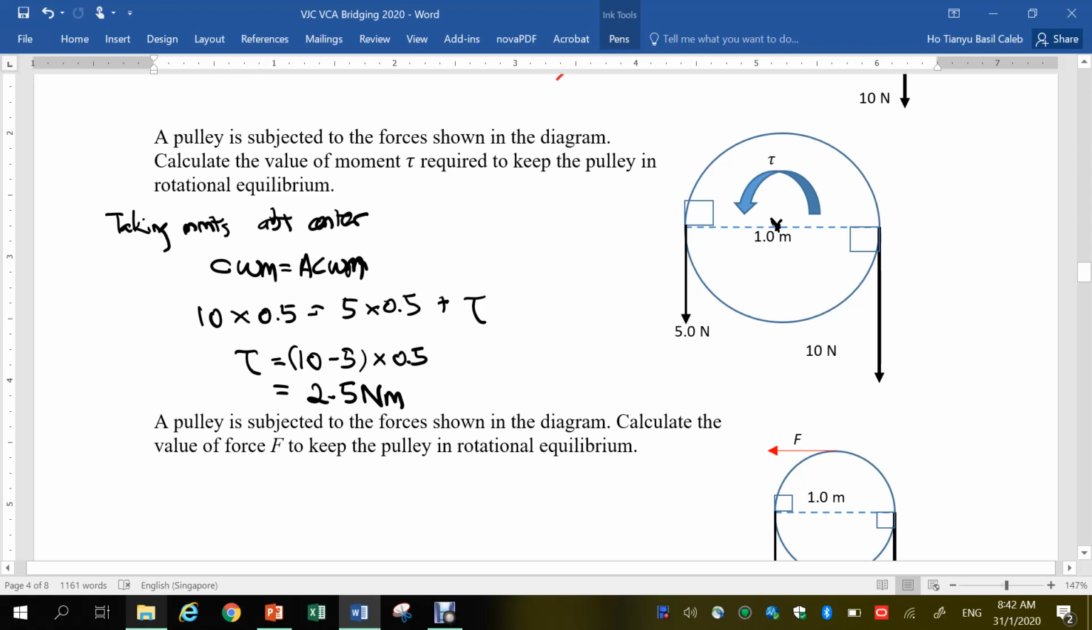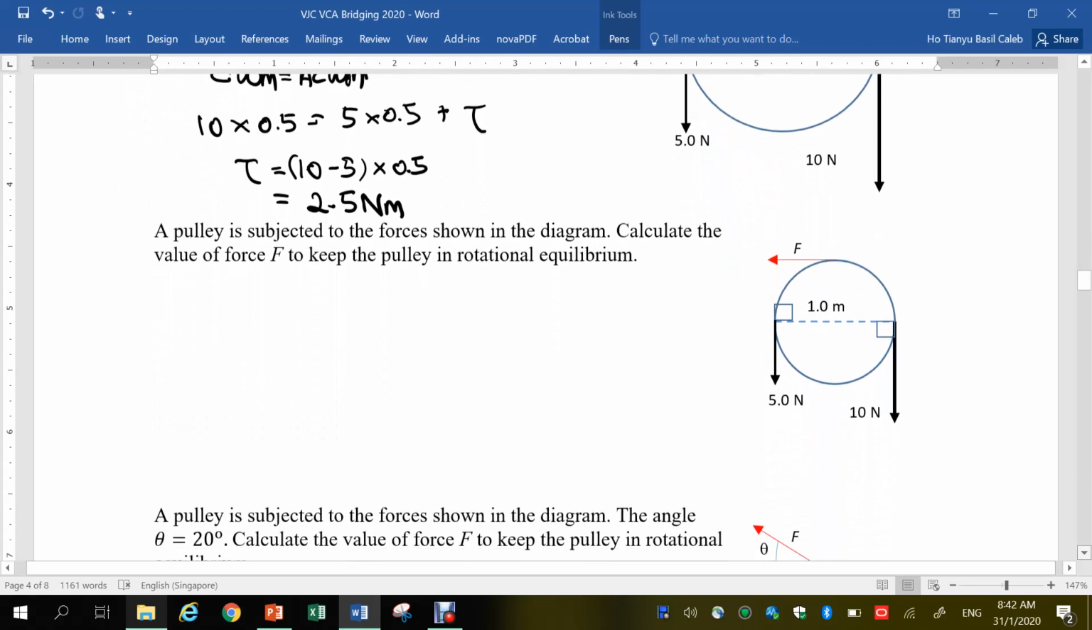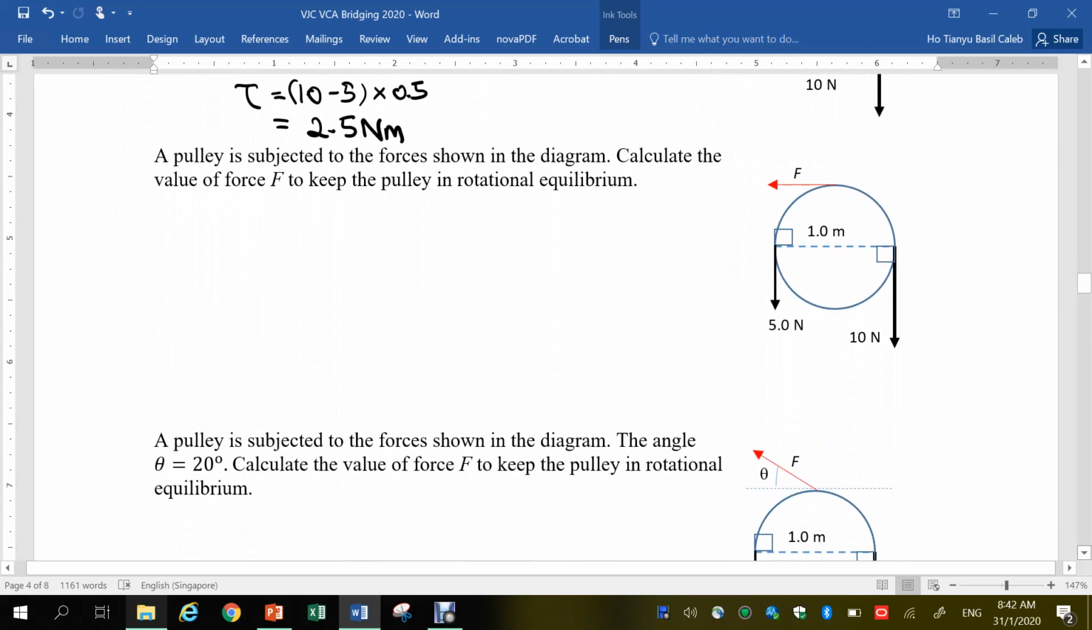That means you need to apply a turning moment on the gym ball of 2.5 Newton meter to prevent the ball from spinning. Next, we use a pulley. In this case, it's a massive pulley of 1 meter. Same thing: calculate the value of the force to keep the pulley in rotational equilibrium. This force is applied at the top of the pulley, perpendicular to the radius.